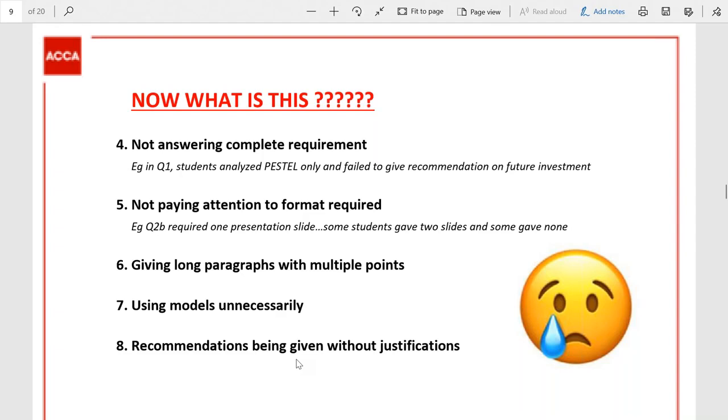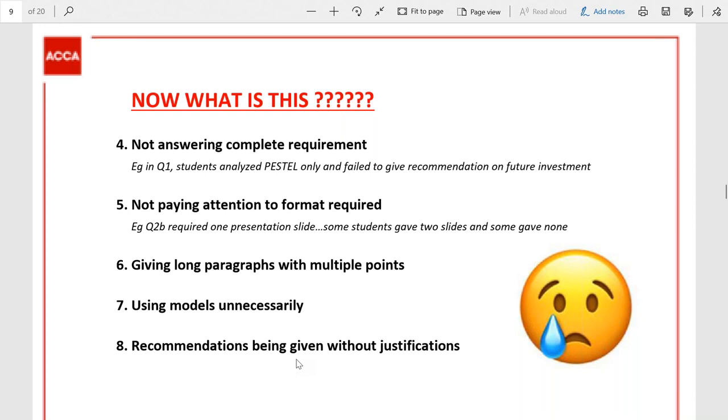Now what do you call this? I call this stupidity. I cannot teach you this, correct? If you are taking a core paper, I expect, and more importantly the examiner expects, that you do not make these silly mistakes.